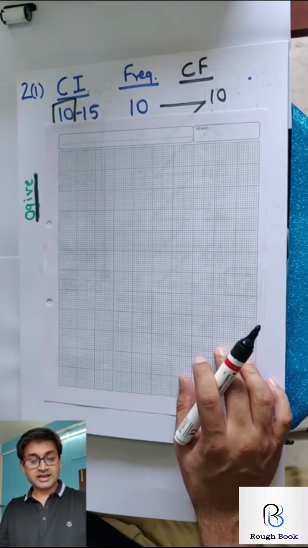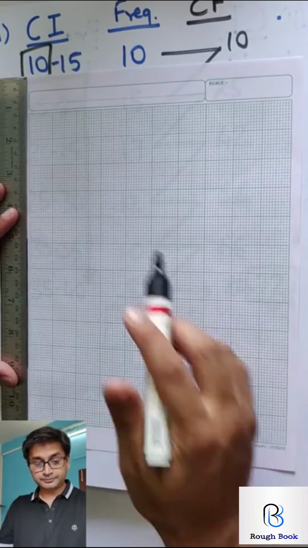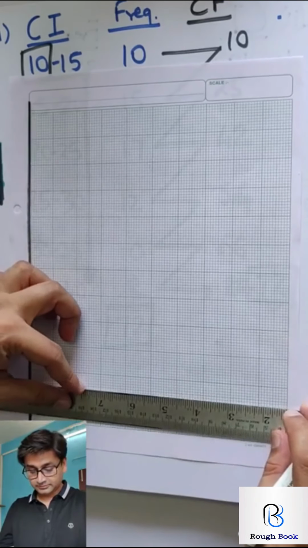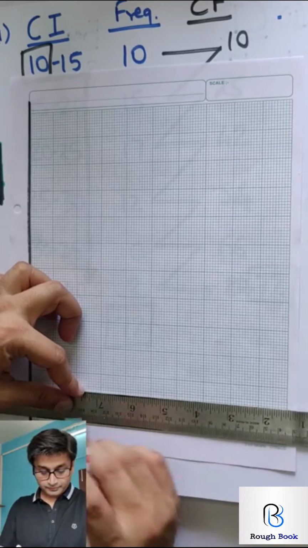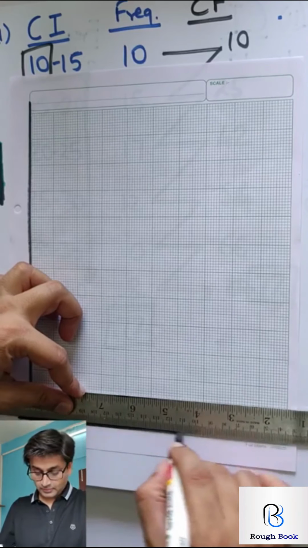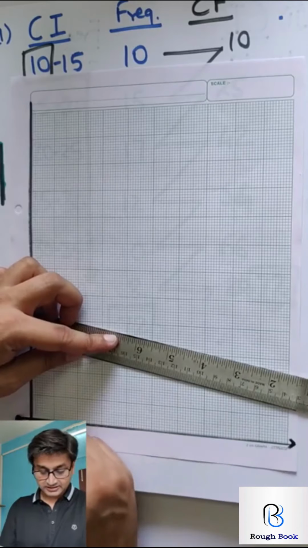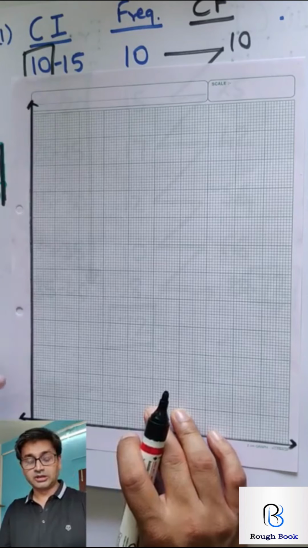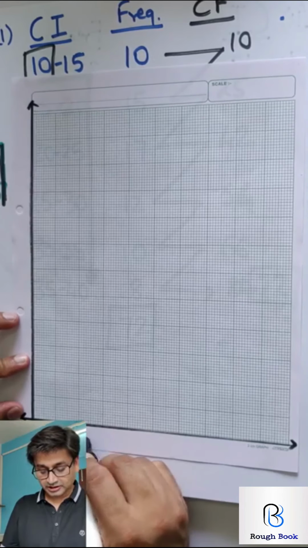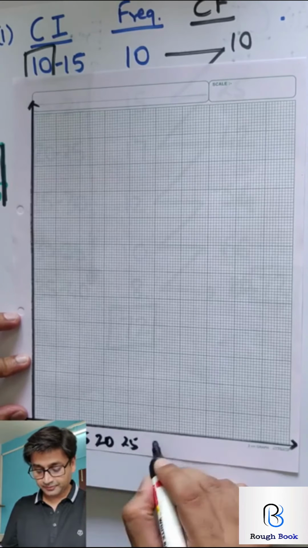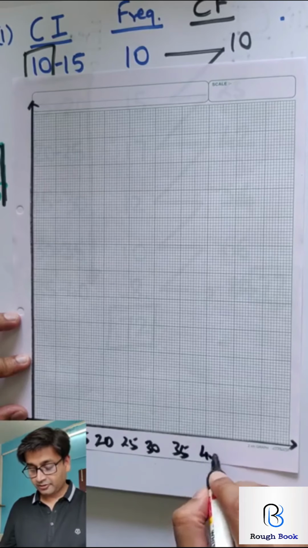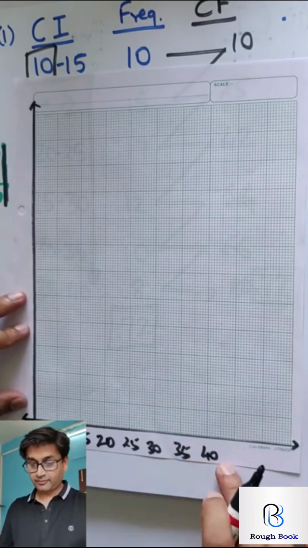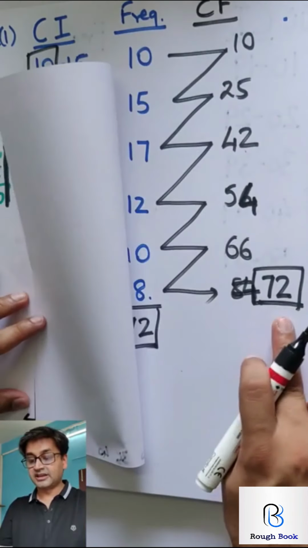So first, the x-axis and y-axis is what we need to draw. So here, and then again here. The x-axis and y-axis have been constructed. So my x-axis is going to be what? All the class intervals starting from 10. So 10, 15, 20, 25, 30, 35, 40, 45. Till where do I have to go? Till 40, I guess. Yeah, till 40. So I have plotted it. Now the maximum frequency is 72.